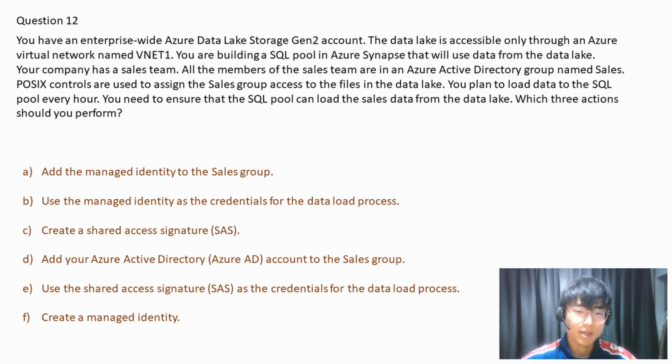But looking at them a bit closer, first you create a managed identity, add the managed identity to the Sales group, and use the managed identity as the credentials for the data load process. So the correct answers are F, A, and B in that order.